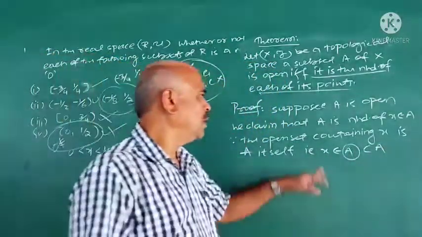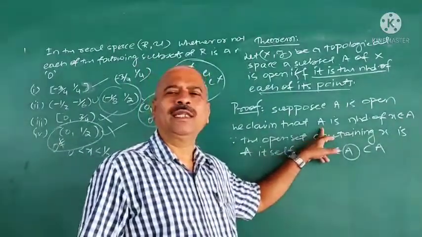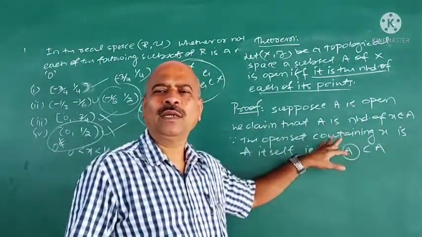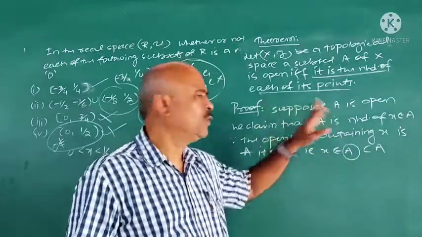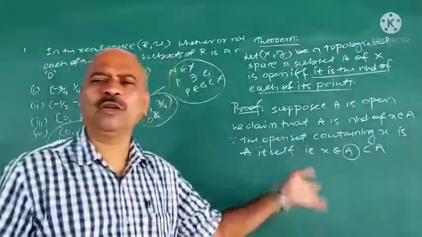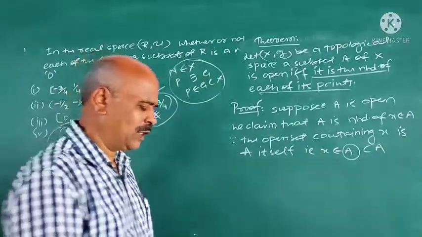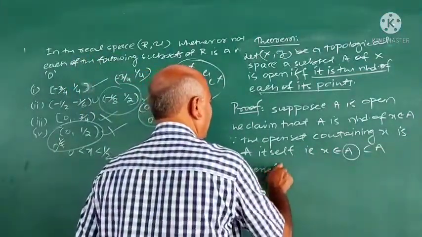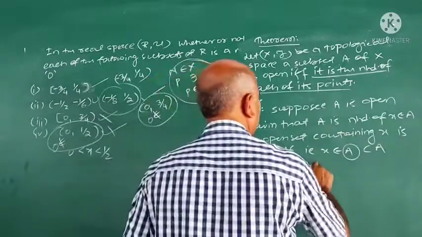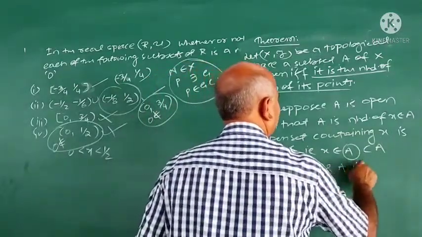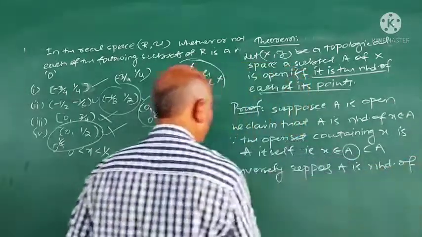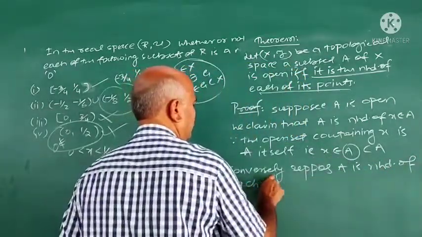Therefore, capital A is a neighborhood of X. But X is an arbitrary point. X is arbitrarily taken. Therefore, capital A is a neighborhood of each of its points. This is the first part. Conversely, what is the converse? Suppose capital A is a neighborhood of each of its points.